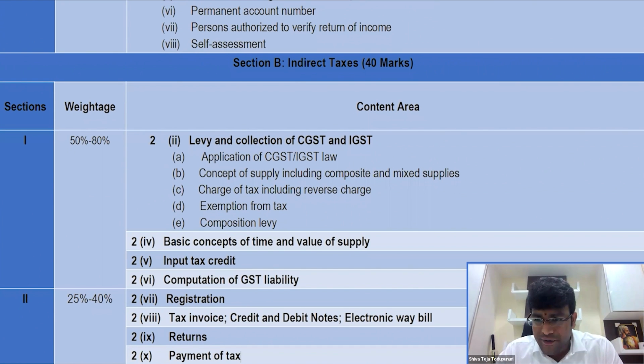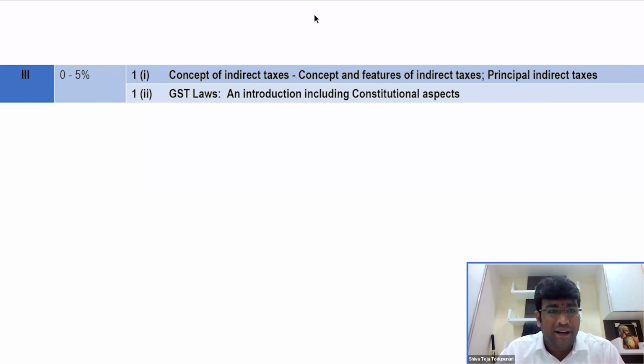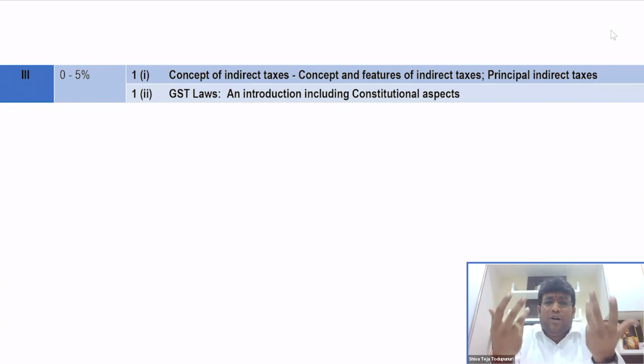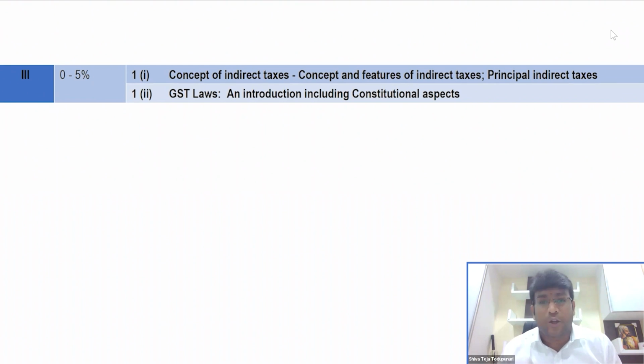Then after that, what do we have? If you see here, what is the other area then? 0 to 5%. So question may come, question may not come. It is a concept of indirect tax, like what are the 5 petroleum products kept outside GST? GST is a tax on supply of all goods or services or both, except alcohol, liquor for human consumption. An introduction like constitutional aspects, like your Article 269A, 279A, GST Council. These are the areas where question may come in the exam, question may not come. So this is how you have to prioritize your preparation, and this is how you have to focus on understanding the provisions and concepts.